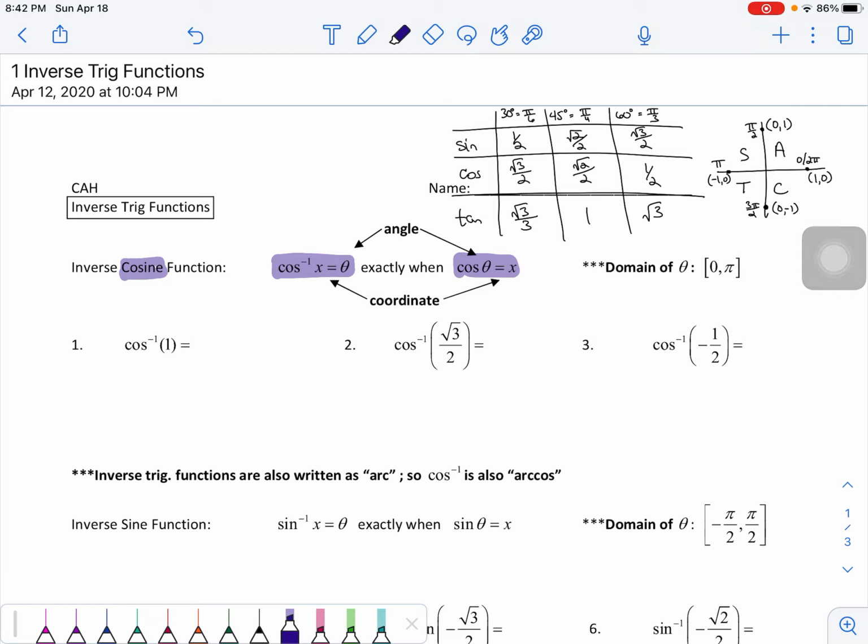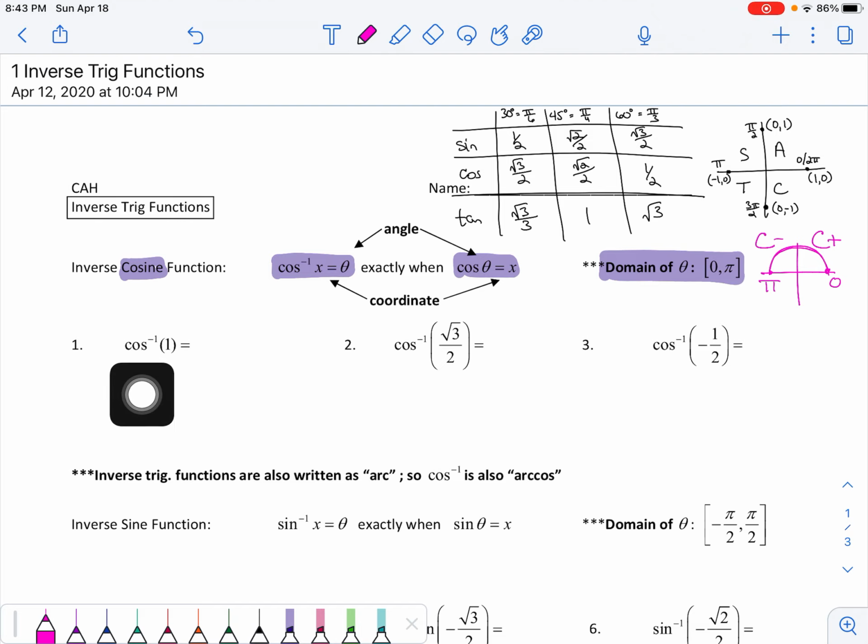Now, one of the big things is cosine has this very specific domain. And the domain for cosine is from 0 to pi. So what that's going to look like is on the unit circle, we've got 0 over here, we've got pi over here. So cosine is this half of your unit circle. In the first quadrant, cosine is positive. In the second quadrant, cosine is negative. So those two quadrants combined give us every possible value for cosine. So from 0 to 2 pi is everything. All right, so let's start looking at this.